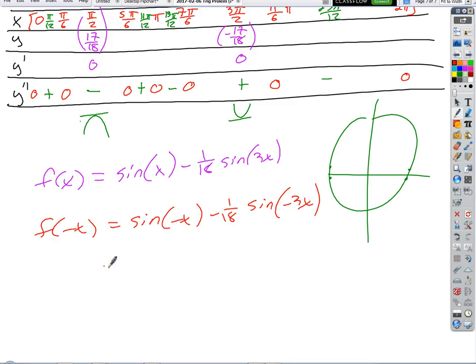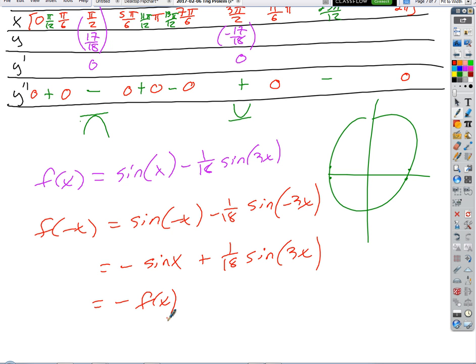So then this just becomes negative sine x plus 1/18 sine 3x, which is equal to negative f of x, right? So this function as a whole is odd, isn't it?